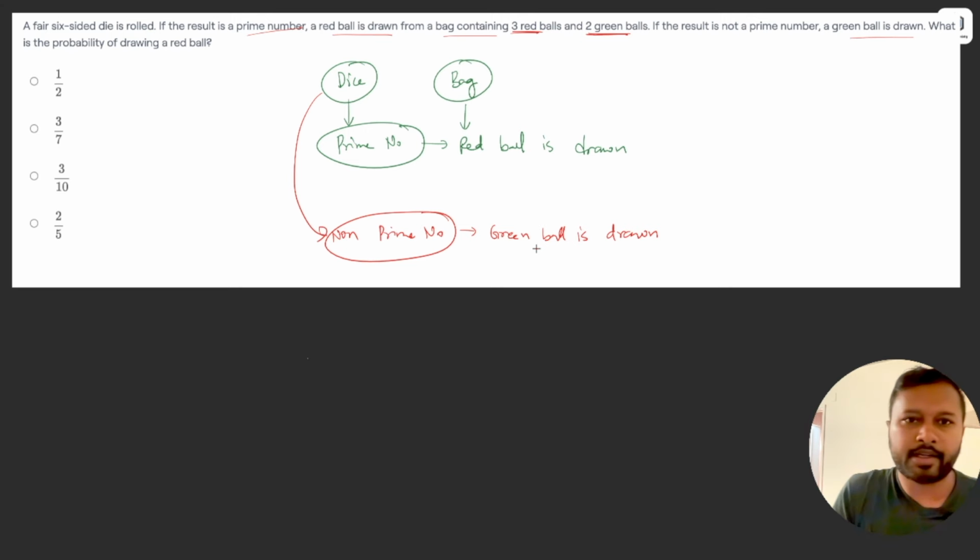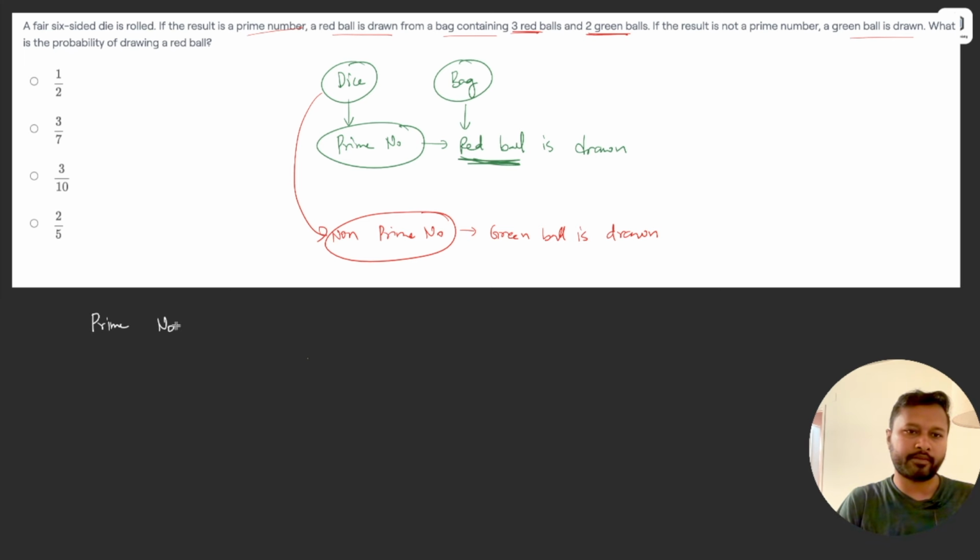To understand the situation in which you are drawing the red ball, it depends on whether you are getting a prime number or not. So first of all I need to find out the probability of getting a prime number. You know the total number of outcomes is 6 when a dice is rolled, because it's a 6-sided dice. So 1 2 3 4 5 6, you can get 6 things. Among 1 to 6, you have 2, 3 and 5. These are the prime numbers, right?